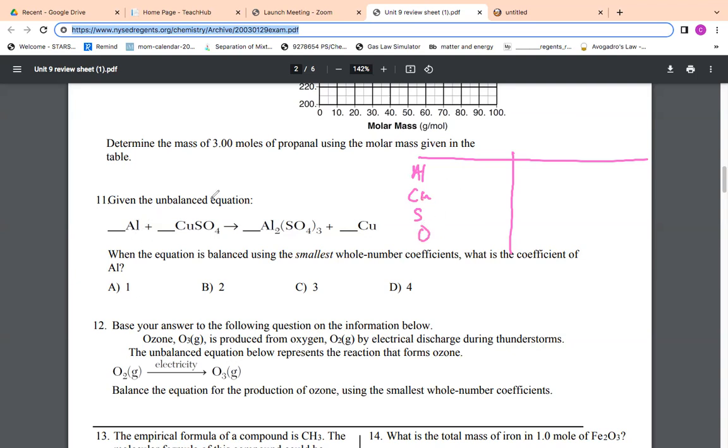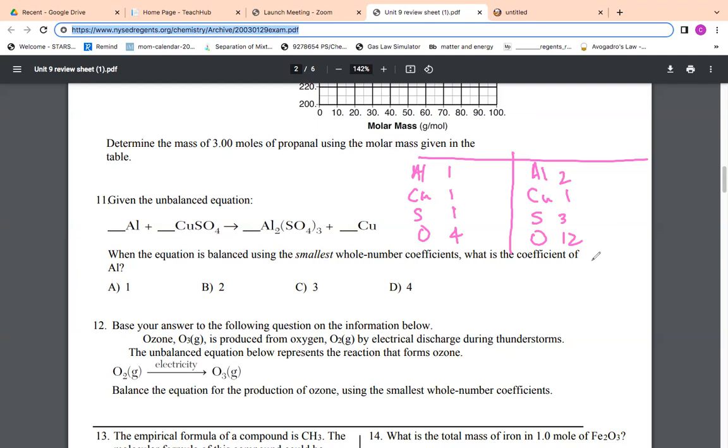On the reactant side, we only have one aluminum. We've got one copper, one sulfur, and 4 oxygens. On the other side, we have 2 aluminums. We have 3 sulfurs. Again, that 3 is getting distributed inside. And, oh, I should do this in order. Again, you should always do it in order on both sides, so it's just easier to read across. We've got 1 copper, again, 3 sulfurs, and 12 oxygens.